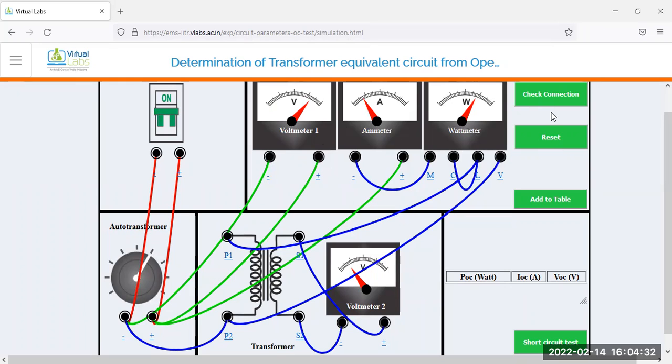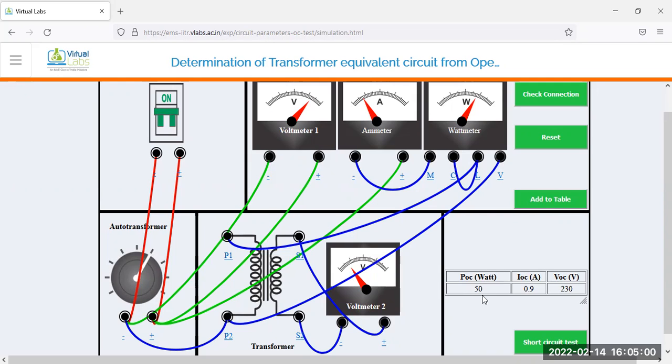Okay. That means wattmeter reading here, no load current, ammeter reading here, and no load voltage, rated low voltage, you may note here. So just click on this button, that means add to table. So all the parameters you may find in the table form. Okay, so just click here.